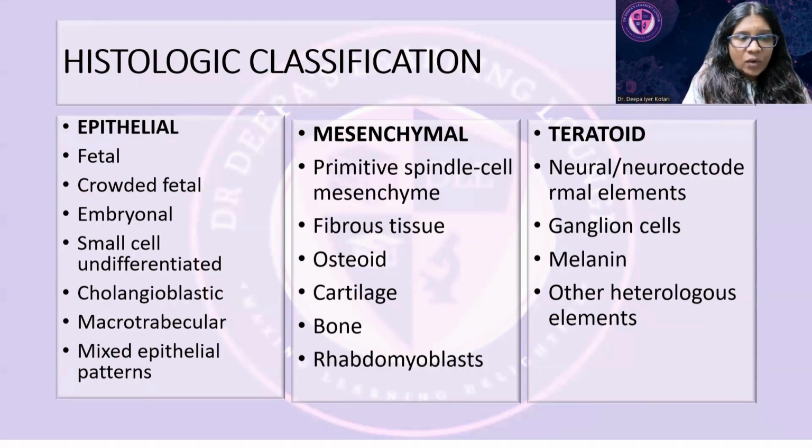If you look at a teratoid, the presence of the neural tube or neuroectodermal element is what is consistent with the teratoid type of change. And some mixed patterns can have neuroglia, ganglion cells, and melanin pigment as well.